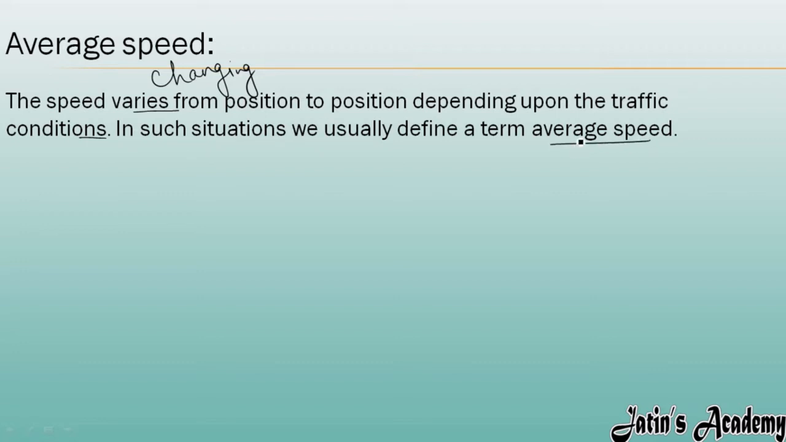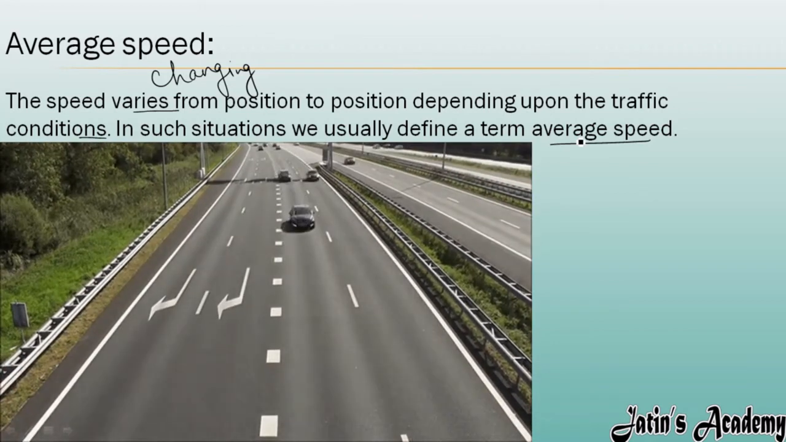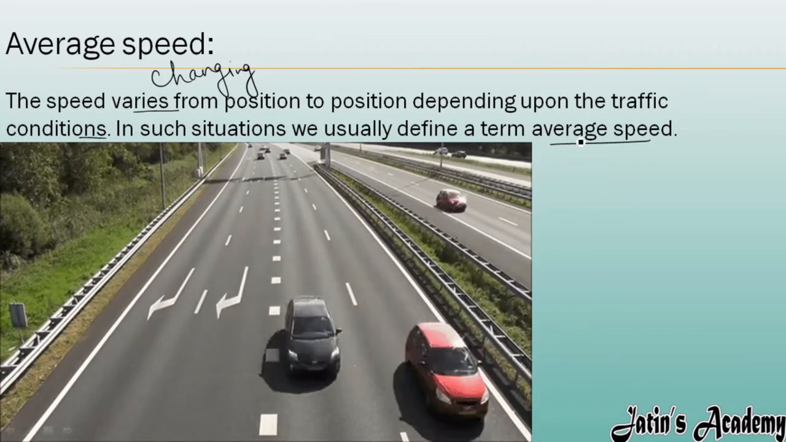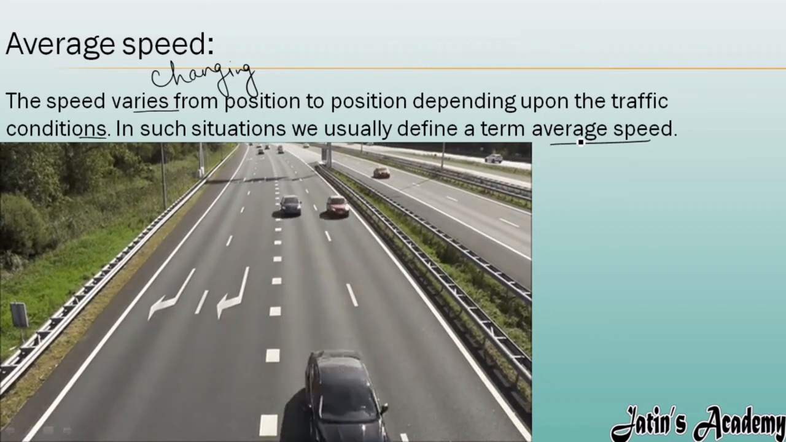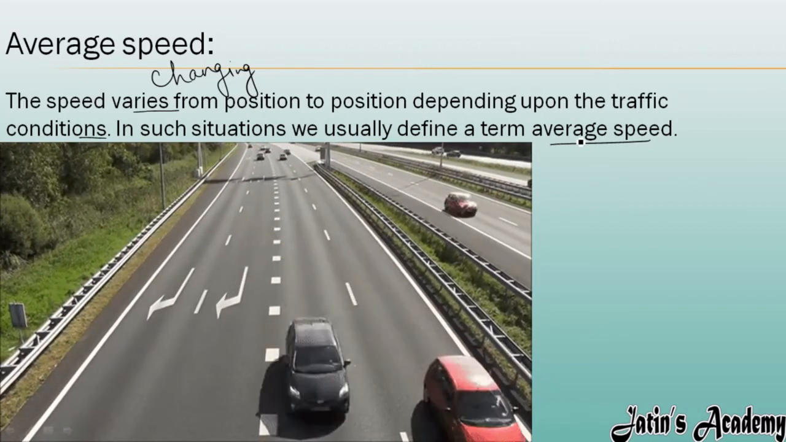average speed. Fine. So here, for example, due to this traffic, these cars are not having the same speed. So their speed is varying from position to position. That is known as average speed.